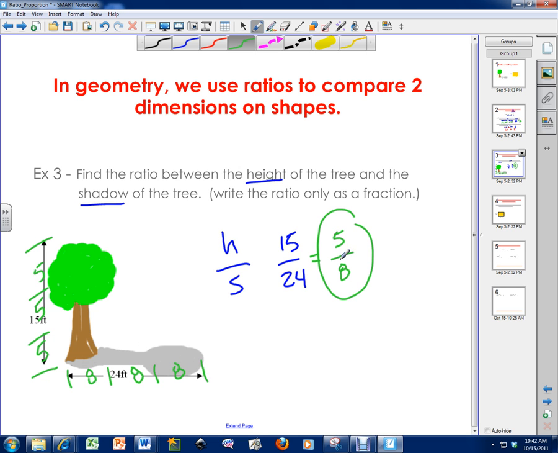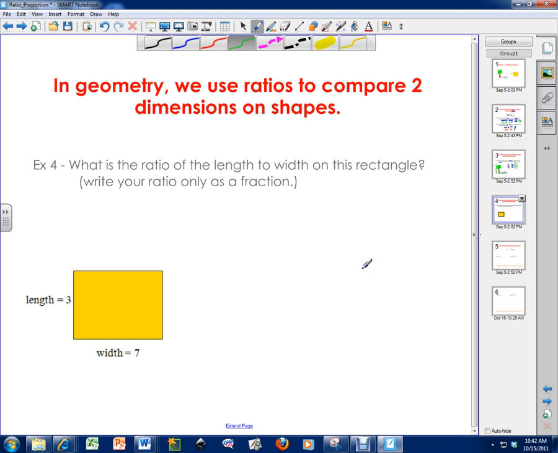And so this would be an example of how you do this in geometry. I've got a shape here, a rectangle. What is the ratio of the length to width on this rectangle? So the length to the width, so that would be the length to width. And again, I'm only doing this as a fraction because this is how we're going to use this in proportions on the next page here.